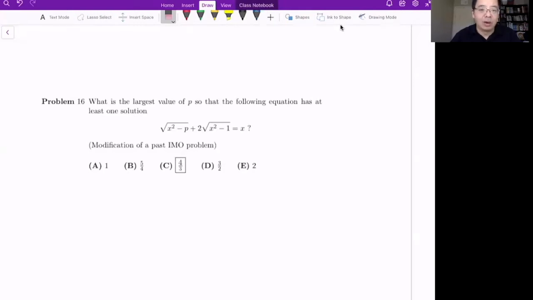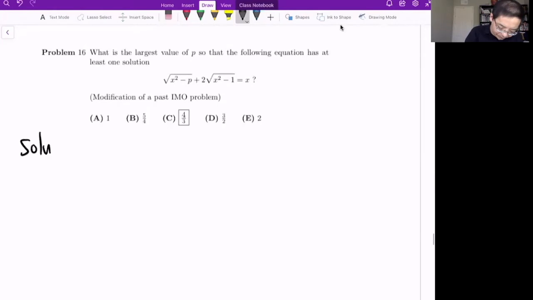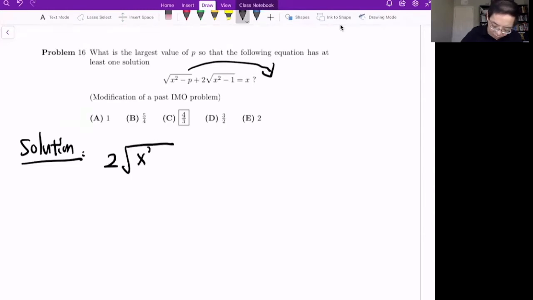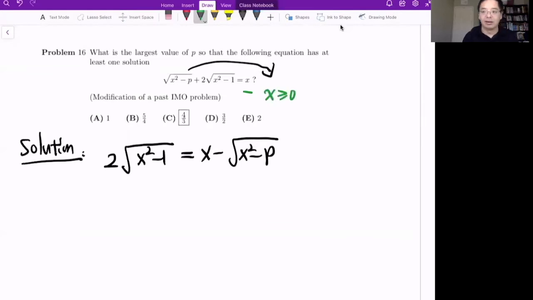Whenever you see a square root, the usual strategy is to take the square on both sides in order to remove the square root. So let's implement that strategy. First, let's move one term to the other side. I choose to move this one so that the other side has the 2, which is more convenient to be squared individually. So I have 2 times the square root of x squared minus 1 equals x minus the square root of x squared minus p. If you look at the equation, you quickly get that x has to be non-negative.